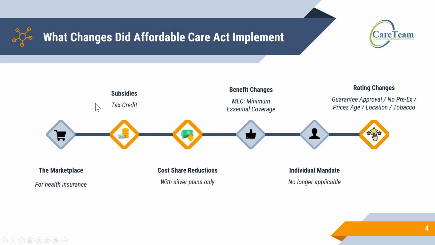So what changes did the Affordable Care Act implement? The first thing it did is it created a marketplace, which is one location that a consumer could go to and find major medical insurance policies in one place. It created subsidies, which help reduce the monthly cost of the health insurance. It created cost share reductions, which help to reduce the copays and deductibles that are on certain plans.